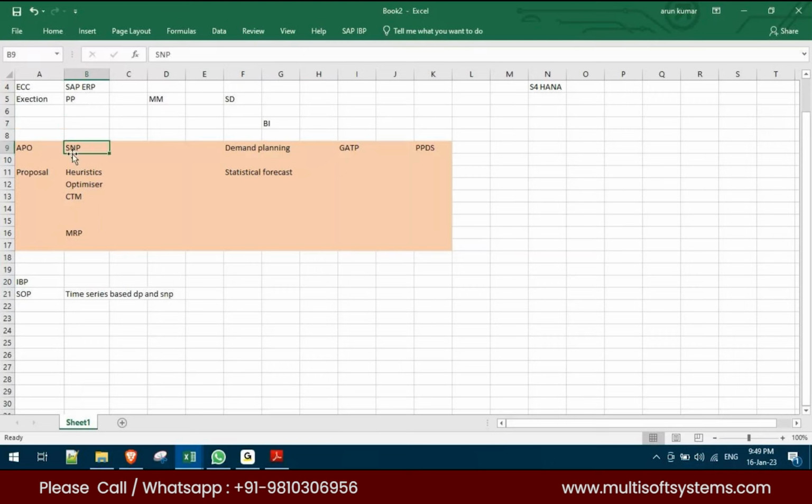Supply network planning is the same as the MRP run. You are familiar with the term MRP run, right? I saw APO once in college, but maybe you can explain what exactly SNP does. Okay, so this is the MRP run. MRP is material requirement planning.